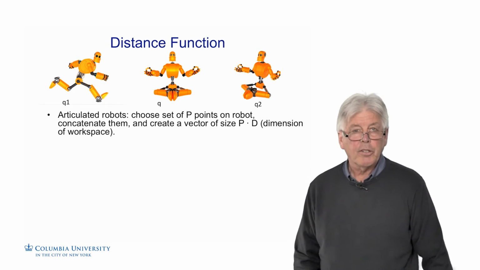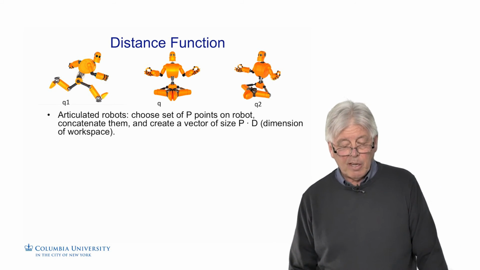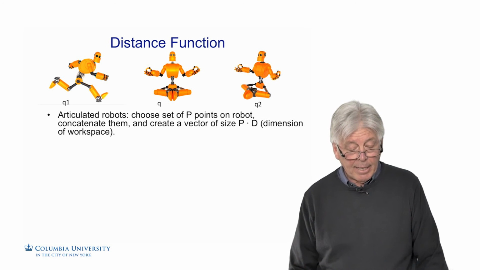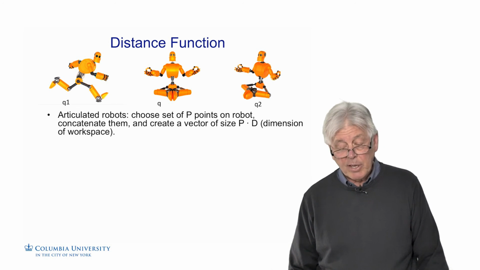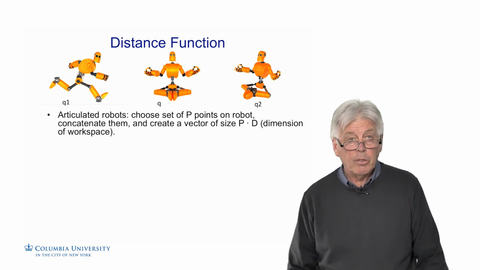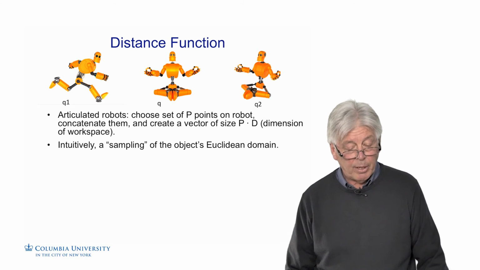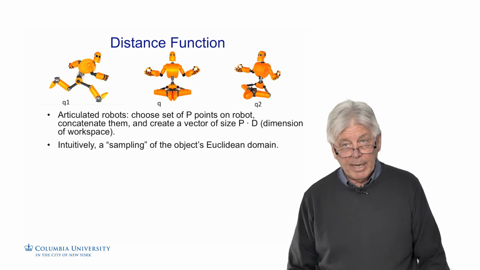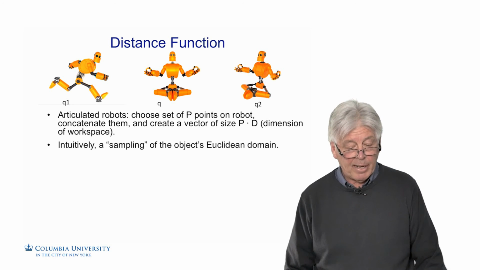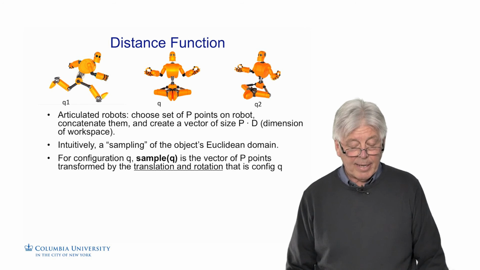So what can we do for an articulated robot like this with many joints? Well, one method is to choose a set of p points on the robot and concatenate them into a vector. The vector is of size p times d, where d is the dimension of the workspace. So this is a regular robot in normal space. What we'll do is take a set of 3D points which are sampled on the object. So we may take a point on the top of the head, a point on the end of the hand, a point on the leg, and we can take as many as we want that are identifiable and create a large vector. And we'll call that a sample.